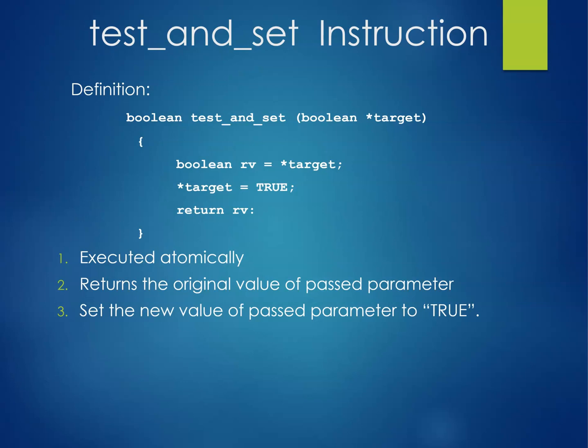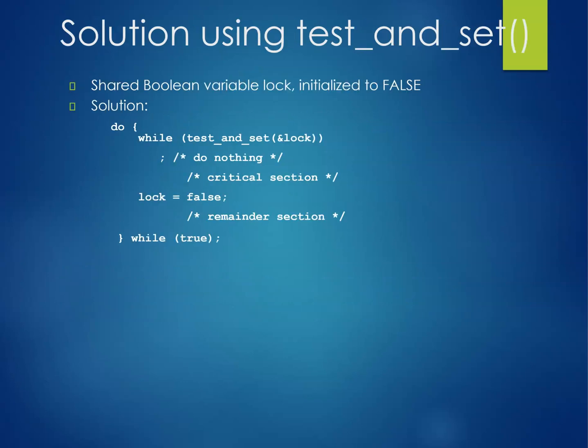So basically a test and set instruction could be implemented thinking of it like this. We send in a target. We set the value of rv to target. We set the target to true, and then we return the original value.